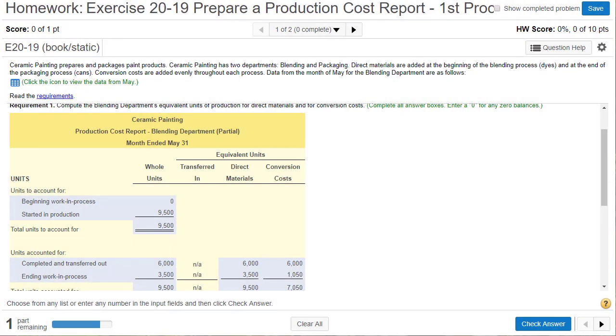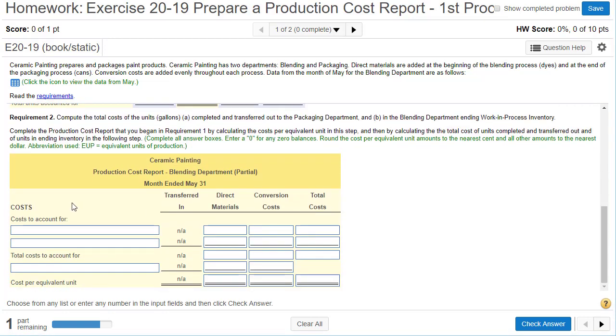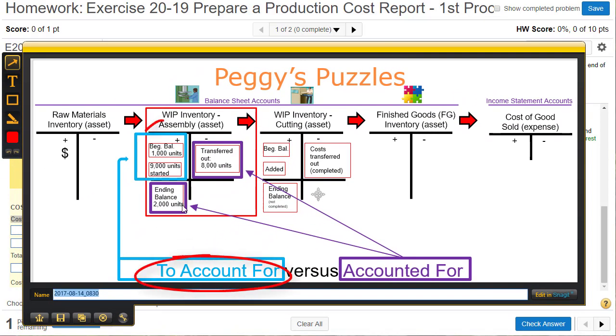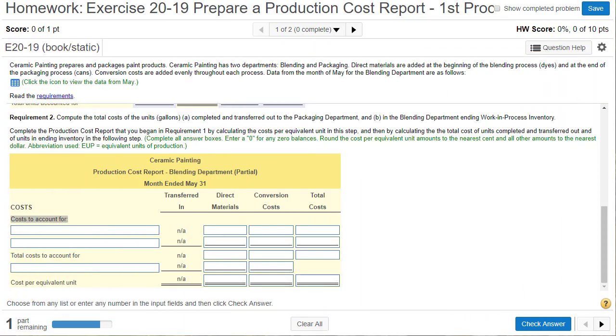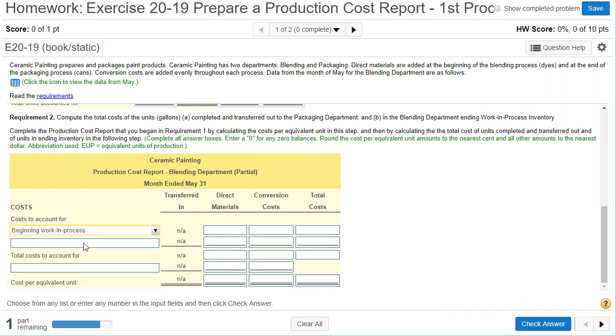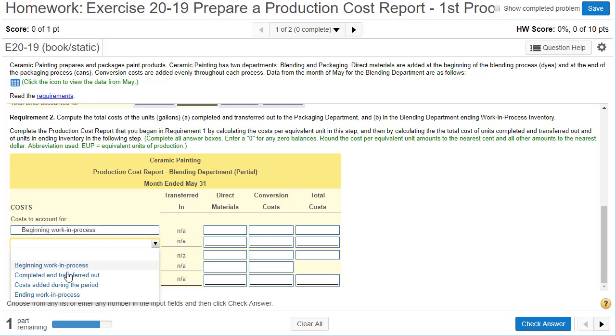This is part 2 of exercise 20-19. So notice we've already done the units section, so we are now going to work on the cost section. And also notice the labels that we're working on are costs to account for. And once again, to account for means the beginning units and the units that were started. So our labels are going to be beginning work in process plus costs added.